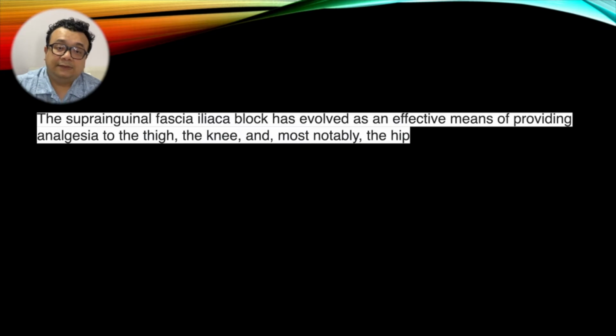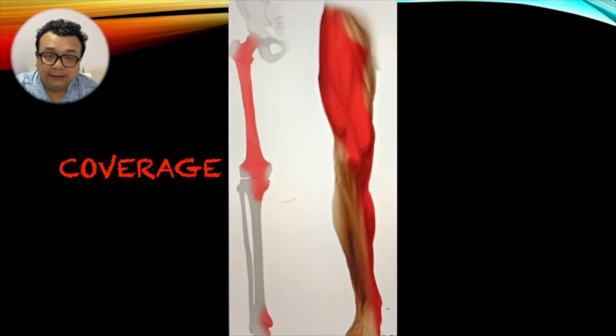For the fascia iliaca block, there are two ways to give it, either suprainguinal or below inguinal fascia iliaca. With the latest guideline, the suprainguinal fascia iliaca gives better coverage as compared to the below inguinal fascia iliaca. So what is the coverage? You can see the fascia iliaca covers almost all of the anterior compartment of the thigh, and also the medial side of the shin. For the bony coverage, almost all the femur.